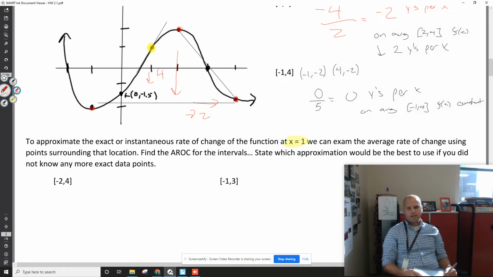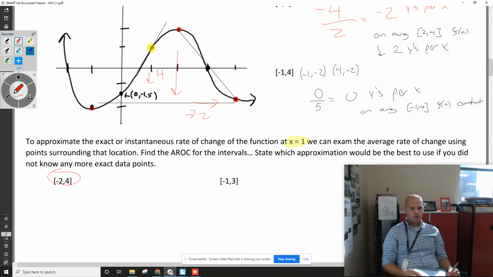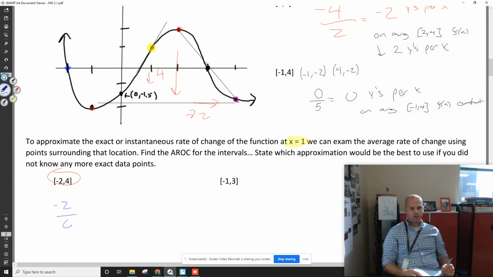Well, we can start by approximating it. Let's go to the left and to the right and see what we do. Why don't we just use the points -2 to 4? Well, this would not be good because I'm looking for a positive slope. And if I did from -2 to 4, I go down 2 over the course of going over 6. So I go down 1/3 of a y per x on average. Not going to be a good approximation of this.